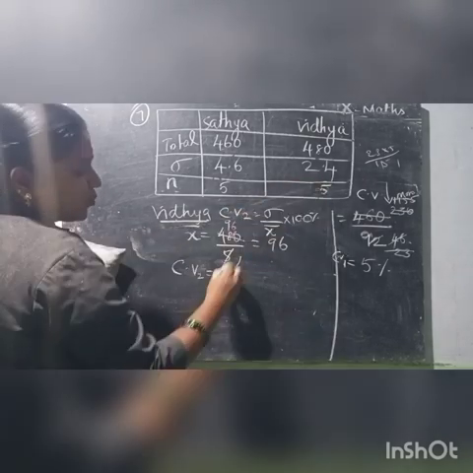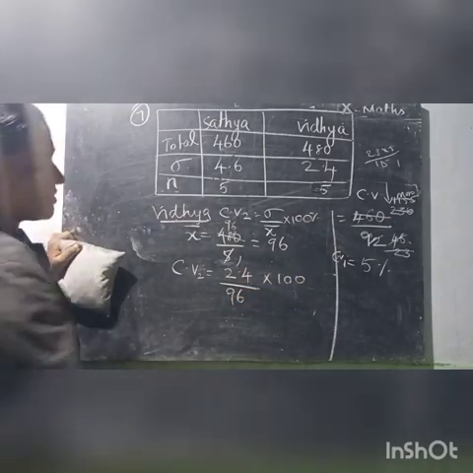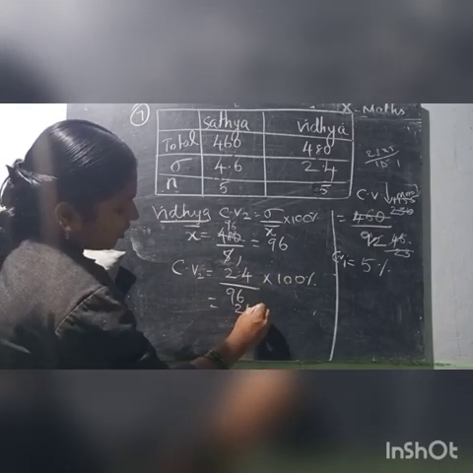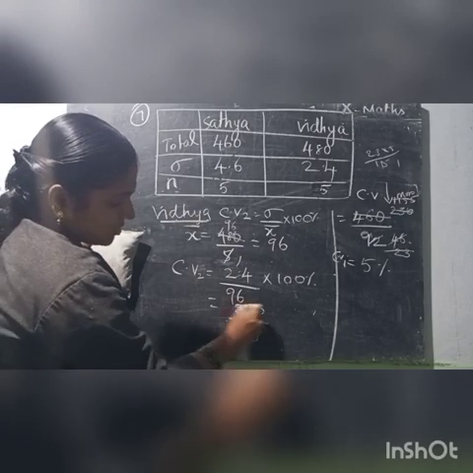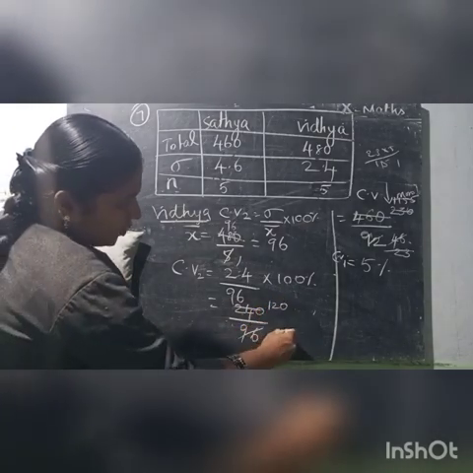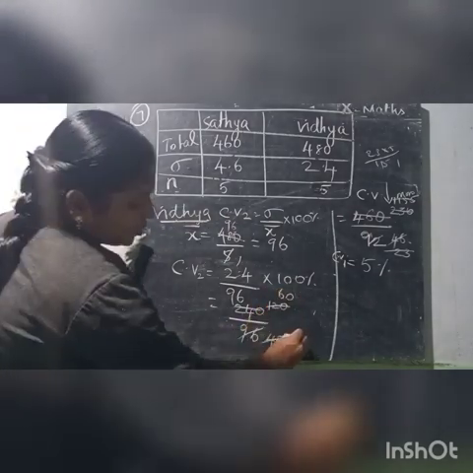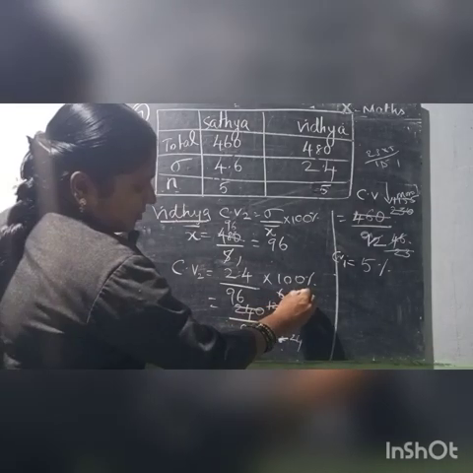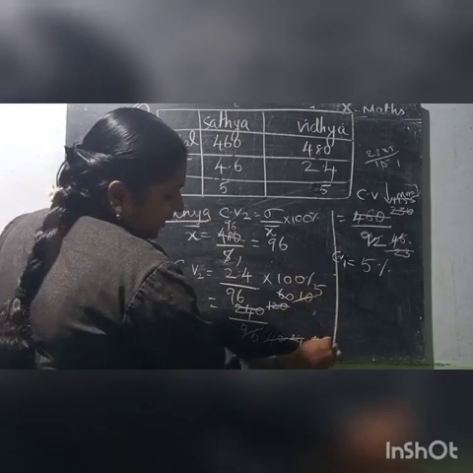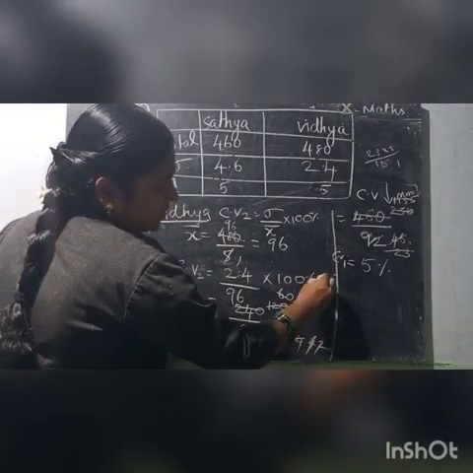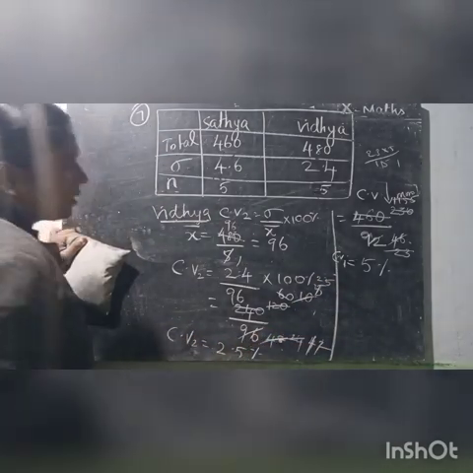Standard deviation value is 2.4. So 2.4 divided by 96 into 100%. Now multiplying, 240 divided by 96. Now we cancel by the 2 table: 120, 40, 8 times. Again the 2 table: 60, 24. Now the 6 table: 10 times, 4 times. 5 times, 2 times in the 2 table, 1 time. This is 2.5. So now coefficient of variation 2 equals 2.5%.